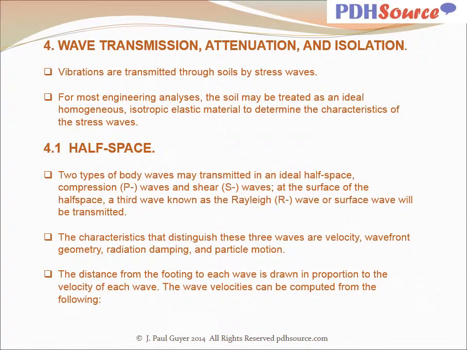Vibrations are transmitted through soils by stress waves. For most engineering analyses, the soil may be treated as an ideal homogeneous isotropic elastic material to determine the characteristics of the stress waves. Two types of body waves may be transmitted in an ideal half space: compression P-waves and shear S-waves. At the surface of the half space, a third wave, known as the Rayleigh wave, R, or surface wave, will be transmitted.